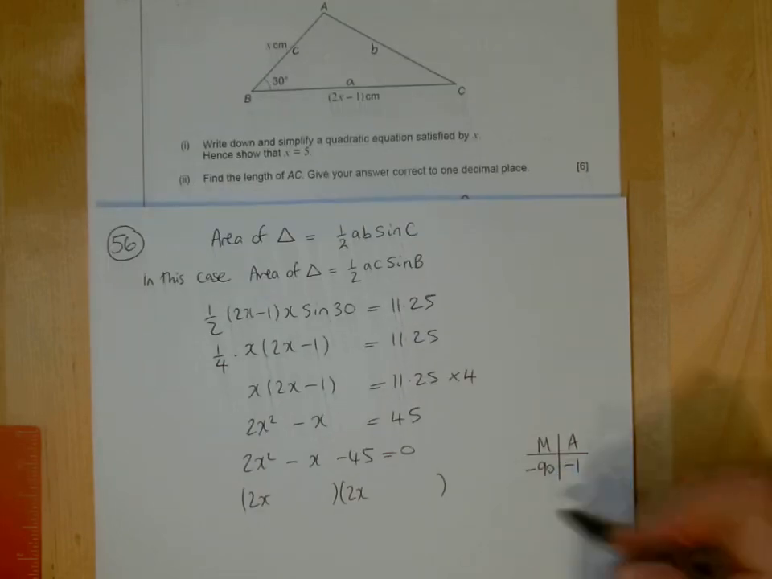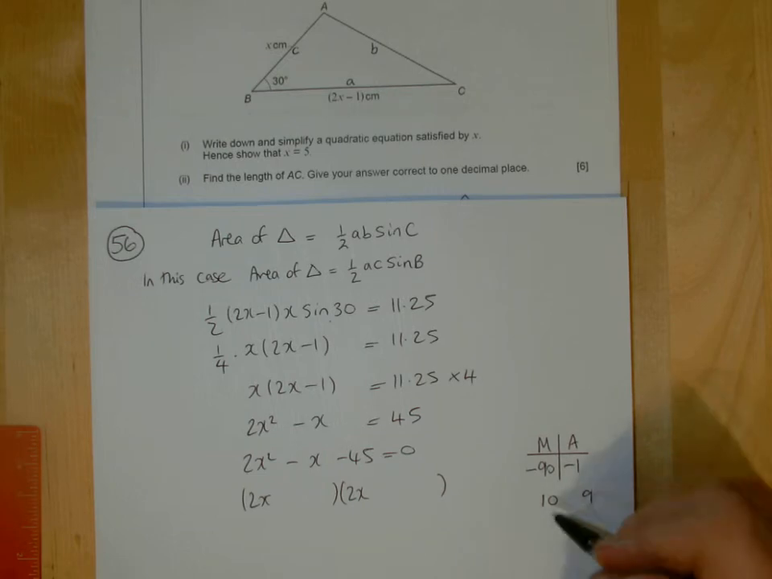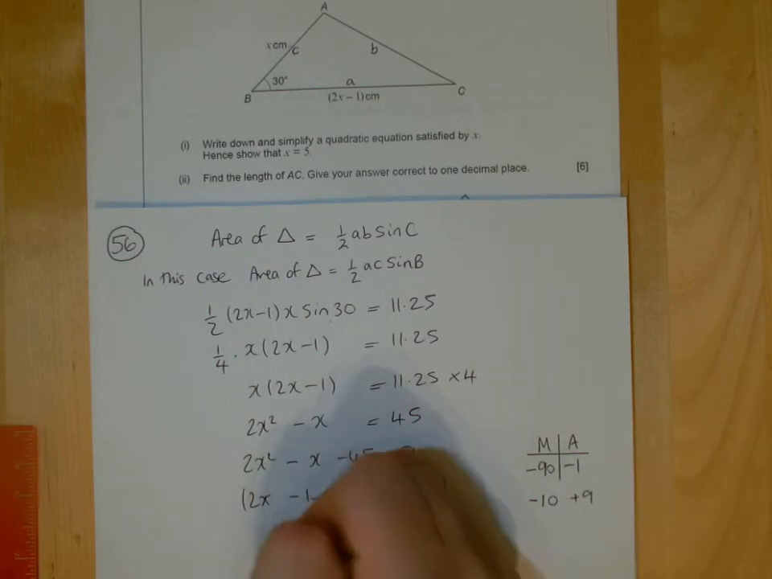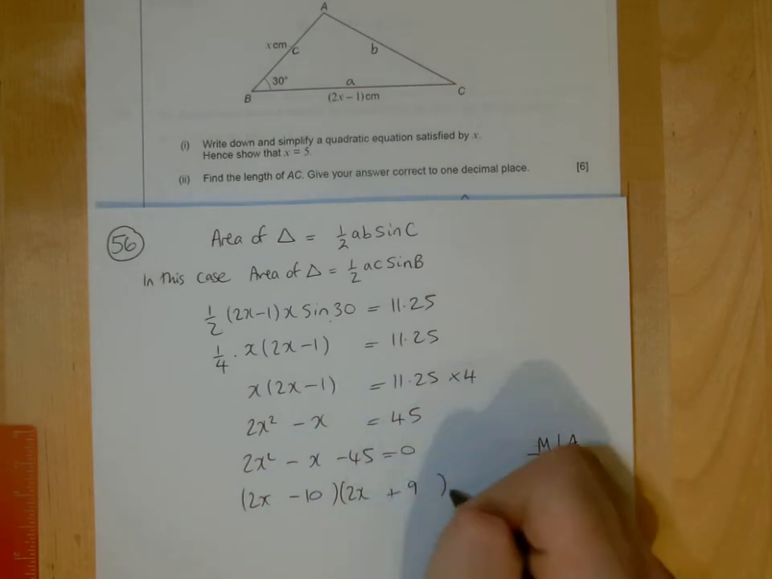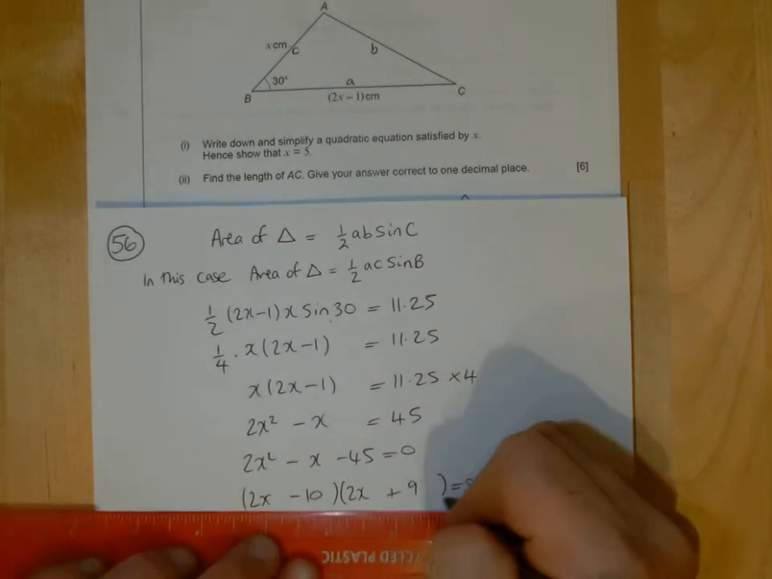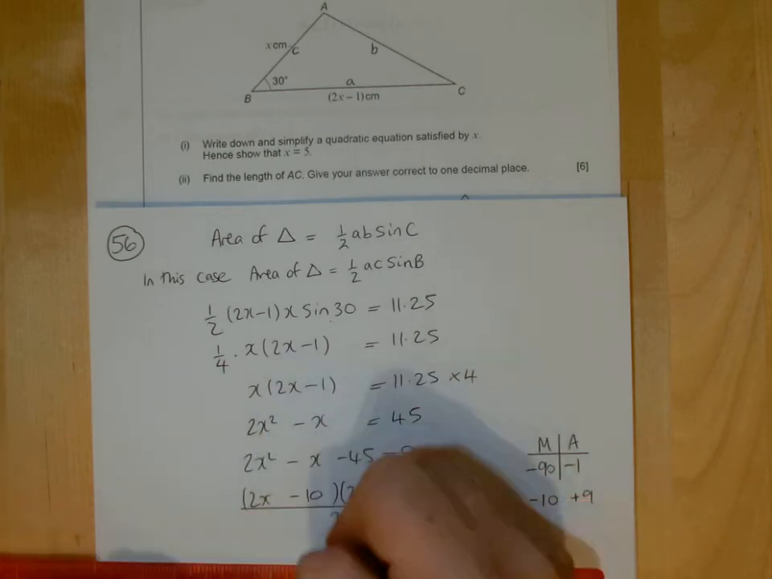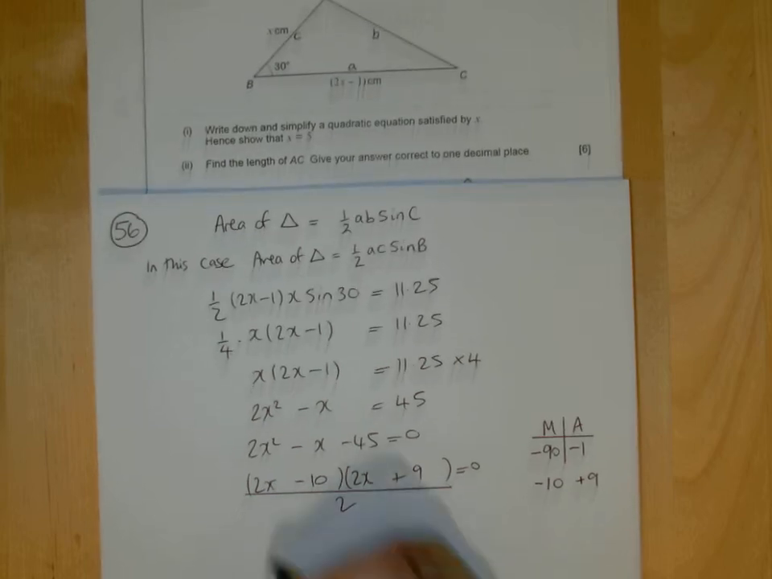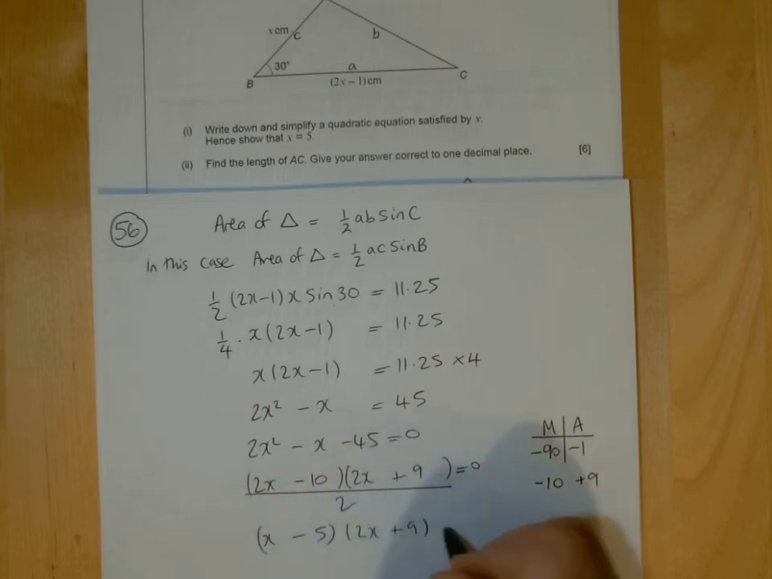So we just need to think of a pair that multiply to give 90. 10 and 9 works, doesn't it? That's a nice one, and I know straight away that will give you minus 1. So if we make this minus 10 and that plus 9, that will add up to give minus 1 there. So we've got minus 10 here, plus 9 there, equals 0. Don't forget to divide through by the 2, of course. So you can see the first bracket has a factor of 2, so I could take it out there and it'll cancel that 2 there. So we end up having x minus 5 here, 2x plus 9 equals 0.